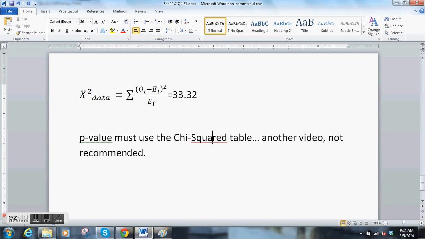I know I spelled squared wrong, sorry. There, how's that? I'll fix the chi-squared. You may all sleep easy, that is spelled correctly.